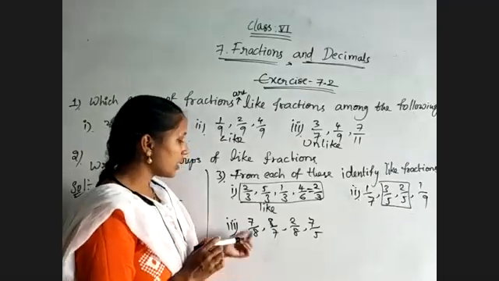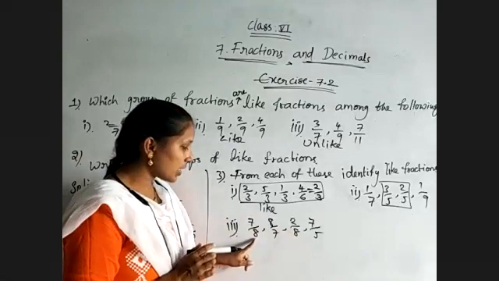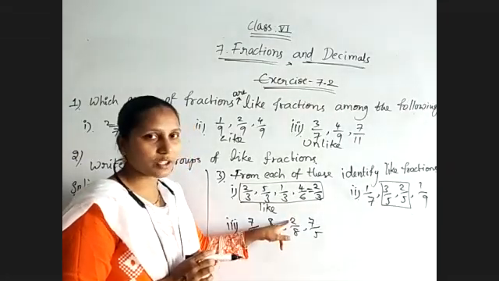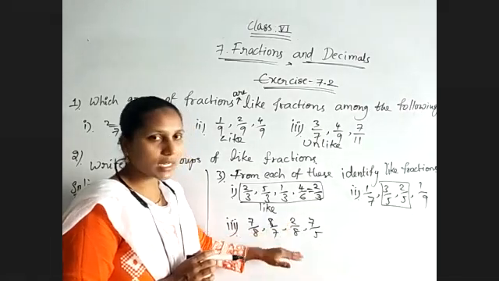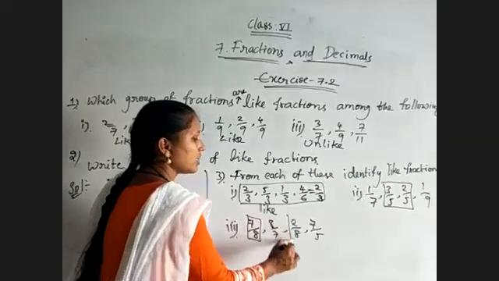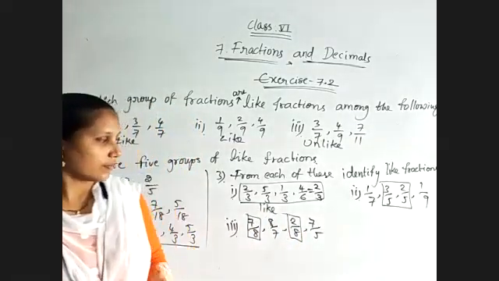Coming to the third one, 7 by 8, 8 by 7, 2 by 8, 7 by 5. Observe the denominators, 8 and 8 we have. But if you take the simplified form of 2 by 8, we will not get any like fraction. So for that sake, I am not changing that. 7 by 8 and 2 by 8 are like fractions here. Okay.